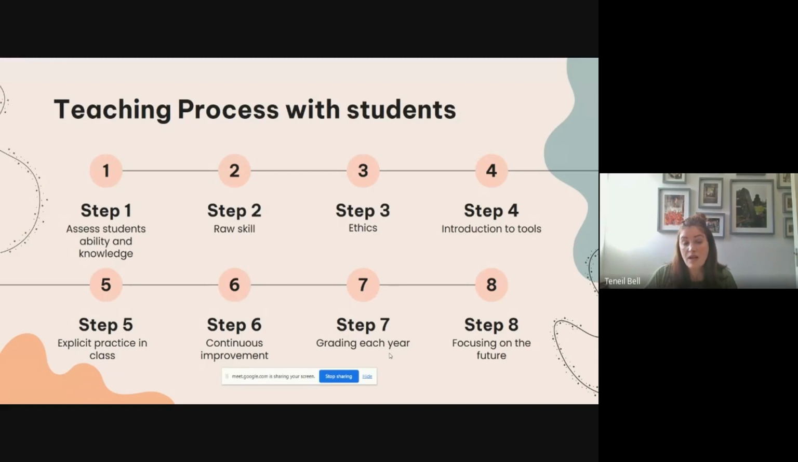Step 6, around continuous improvement. I think this is a process that we're constantly going to be seeing new things and new developments, and we're going to need to be keeping up with that. Next, grading it from year to year. So what I teach my first years and how I work with my first years is going to be different to how I work with my fourth years. And lastly, we'll have to continuously be focusing on the future. What is the next step? How do we keep changing and learning in this process?